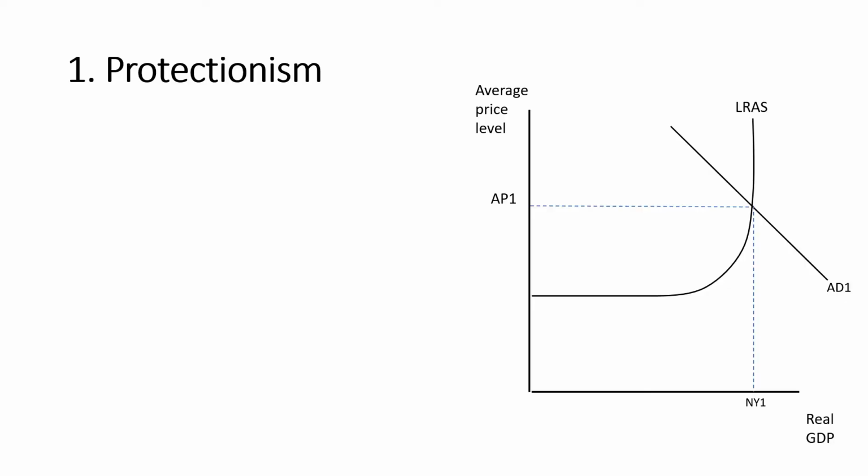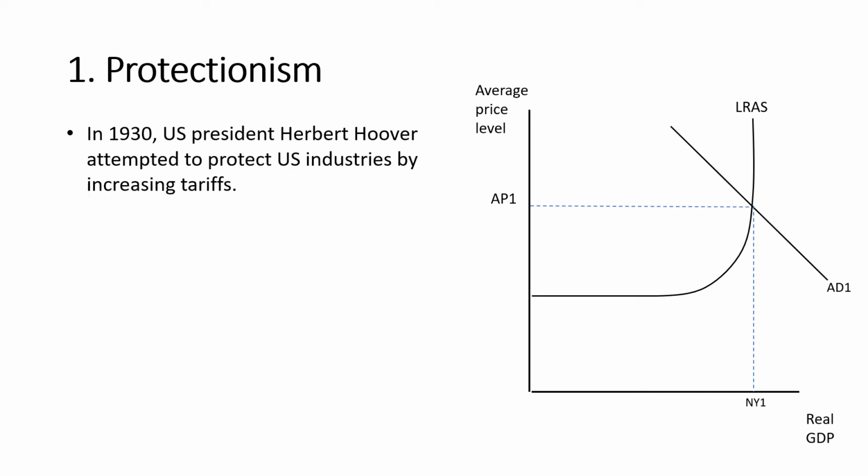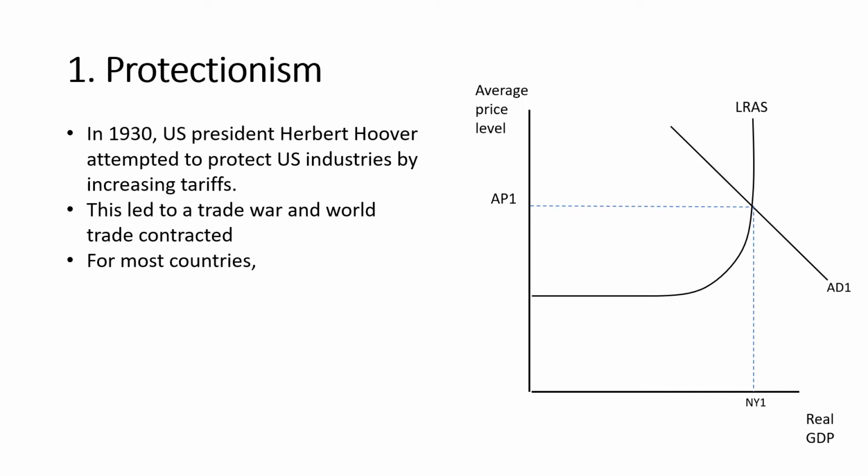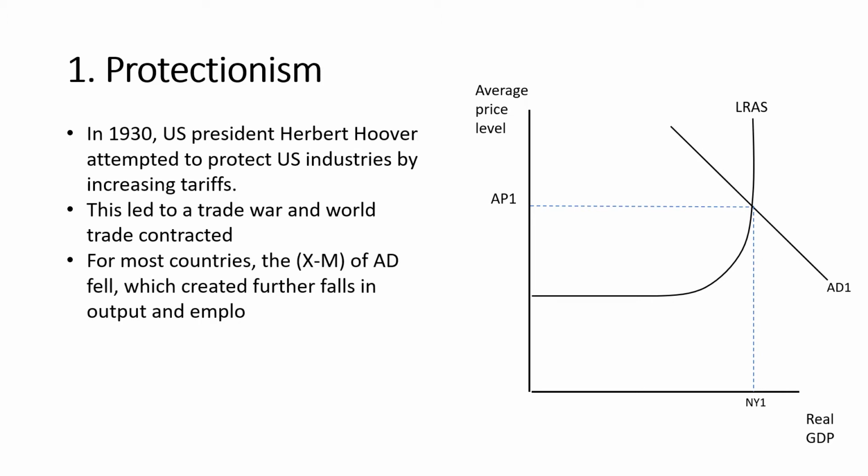The first policy error that was made was protectionism. When the Wall Street crash occurred, there was this drop in consumer confidence. US President Herbert Hoover responded to the fall in aggregate demand and the initial fall in GDP by imposing tariffs. This led to a trade war and world trade contracted. For most countries, the X-M component of AD fell, which created further falls in output and employment. So the initial decrease in aggregate demand from AD1 to AD2 happened because of a fall in consumer confidence due to the Wall Street crash. That led to an initial drop in GDP from MY1 to MY2 and an initial burst of deflation from AP1 to AP2.